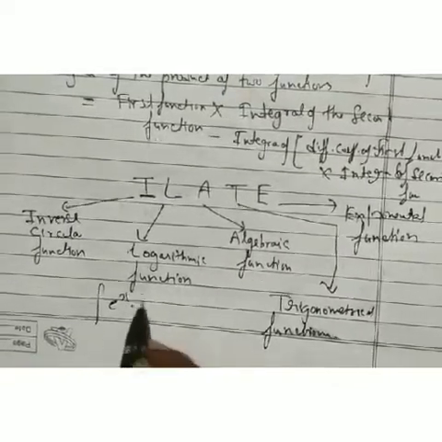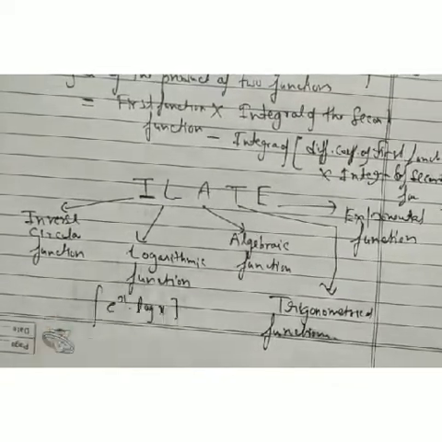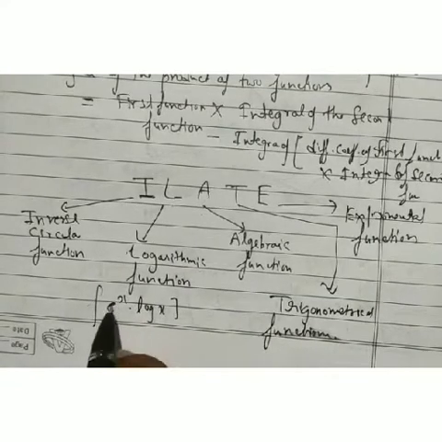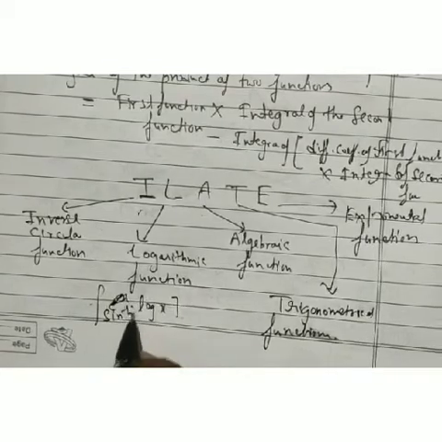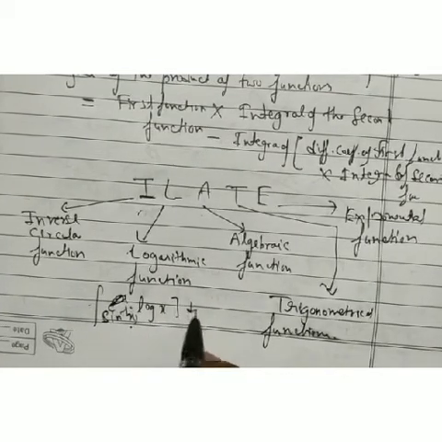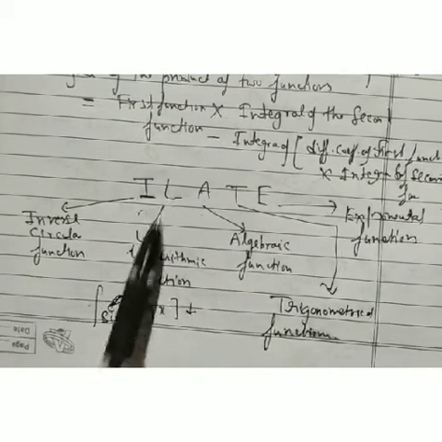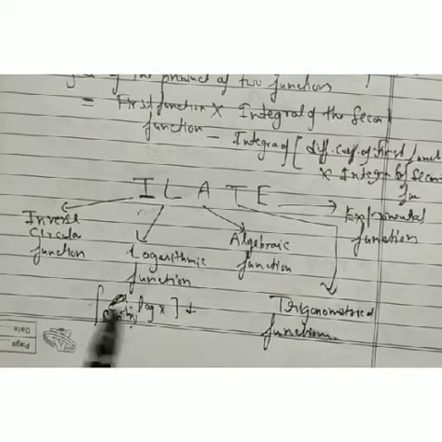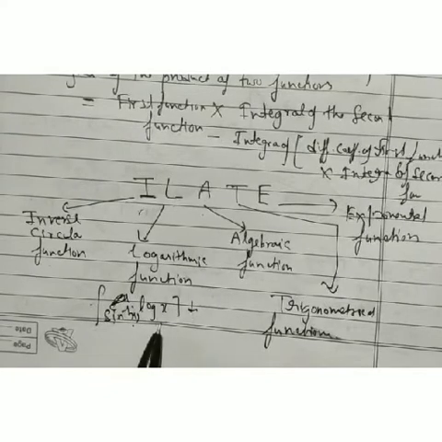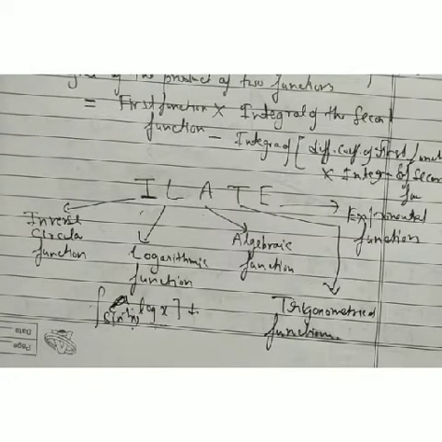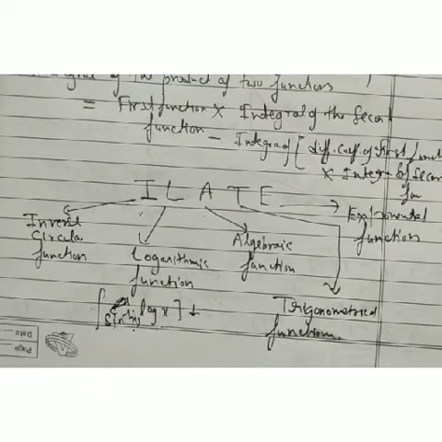This means if we have a product of inverse and logarithmic functions, just suppose we have to find the integral of sine inverse x into log x. In such a problem, we have an inverse function and a logarithmic function, so we take the inverse function as the first function and the logarithmic function as the second function. This is our first rule for taking out the integration.